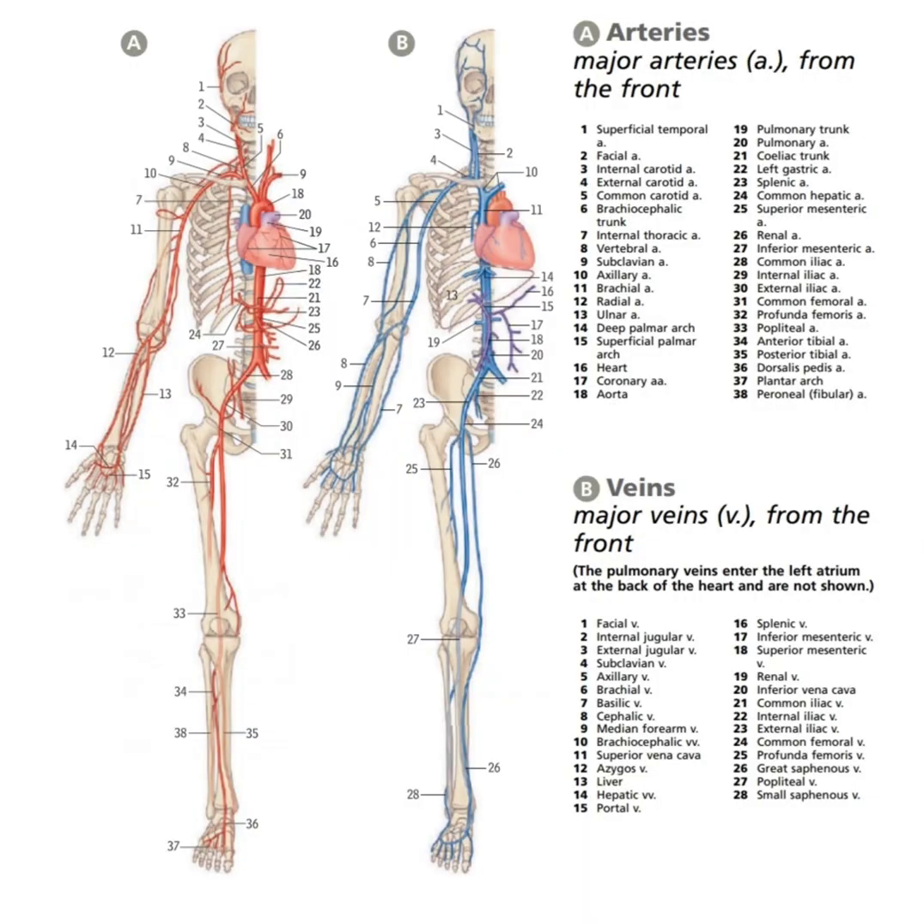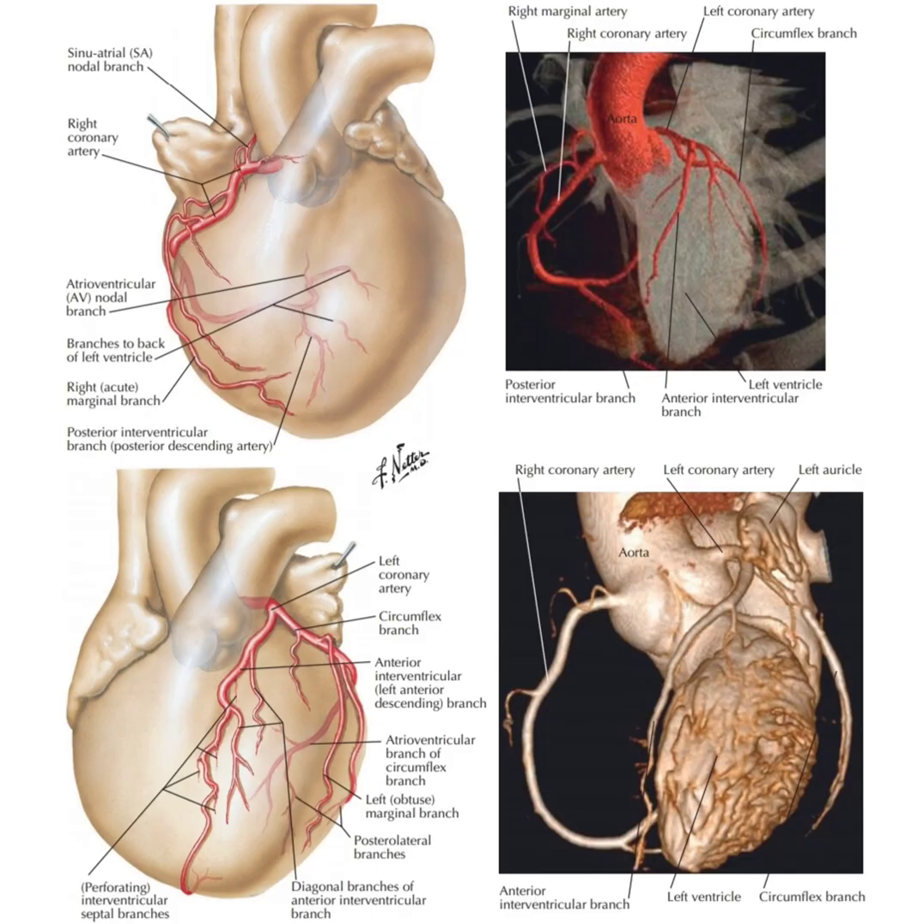Assalamu alaikum. In this video, we will see the arterial and venous system, that is, the blood supply of the human body. I will try to describe all the named arteries and veins of the body and their supply grossly. Okay, so let's start from the left ventricle of the heart.